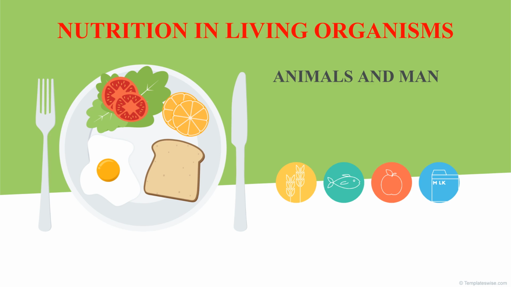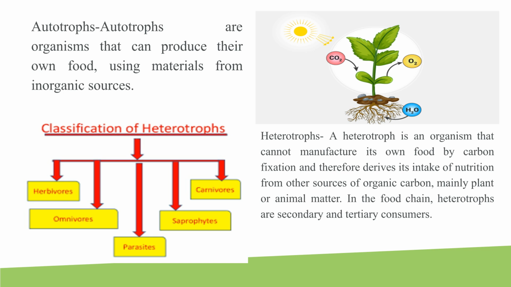Welcome to this video on nutrition in living organisms, focusing on animals and humans. Autotrophs are organisms that produce their own food from inorganic sources. Heterotrophs, on the other hand, cannot manufacture their own food and must derive nutrition from organic matter. This slide shows the classification of heterotrophs, including herbivores, carnivores, omnivores, saprophytes, and parasites.